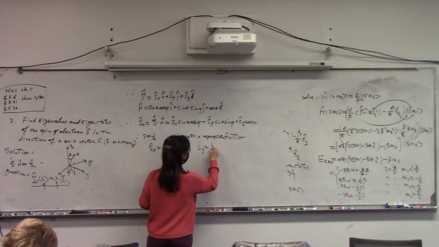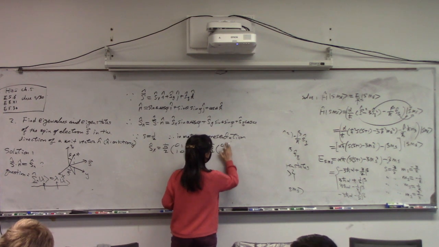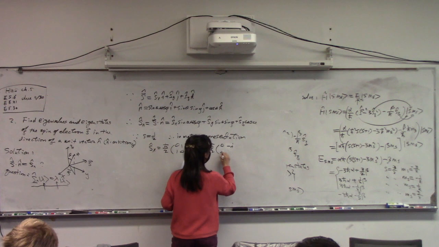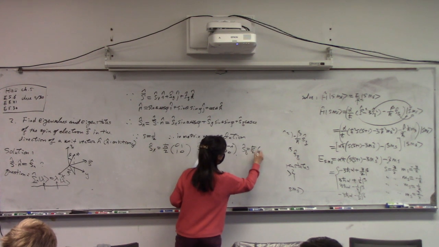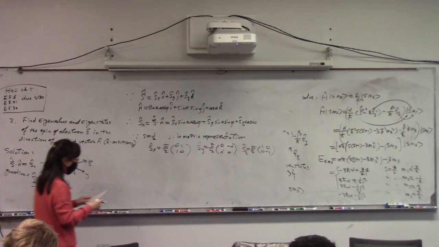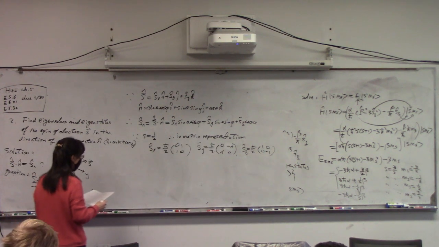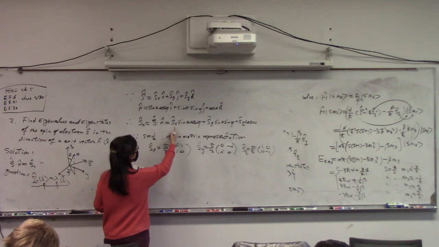Sy is half h bar times the matrix 0, minus i, i, 0. Then Sz is half h bar times the matrix 1, 0, 0, minus 1. So we substitute those matrices into here.